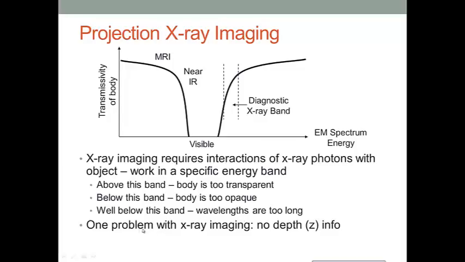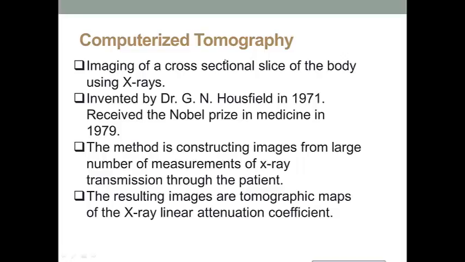One problem with X-ray imaging, I think everybody knows, is that there is just one image. There is no depth information. That we know. Because this is a 2D image. So for a human body, they just get the plane. But the human body, you know, is 3D. There is a depth. So how to solve this issue? The scientists developed another image technology based on X-ray image. We call it computerized tomography. That's called CT. I think everybody knows.